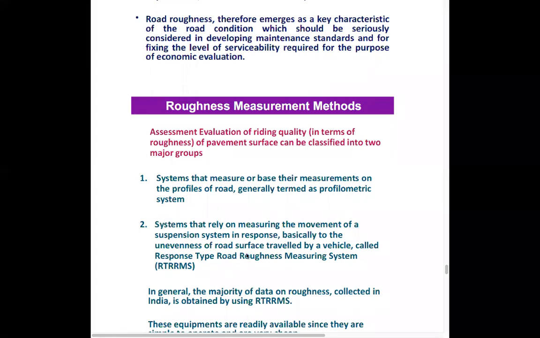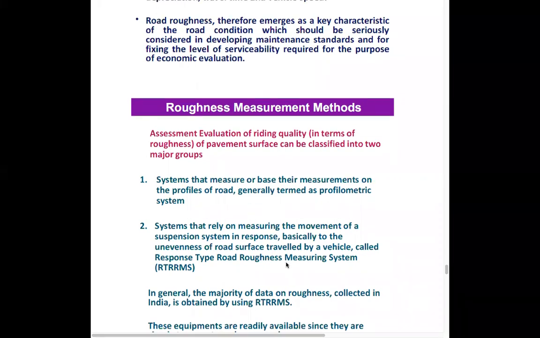And the second one is based on equipment, wherein with the help of the movement of this particular equipment, with the help of the suspension system, the unevenness can be recorded by the vehicle. Those are known as response type road roughness measuring systems. So there are two ways. One is through the profilometric system, the other is through the vehicle mounted suspension system, wherein you can record the unevenness on the roads. Fine.